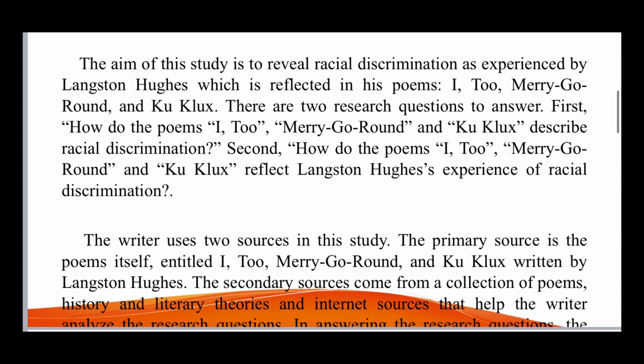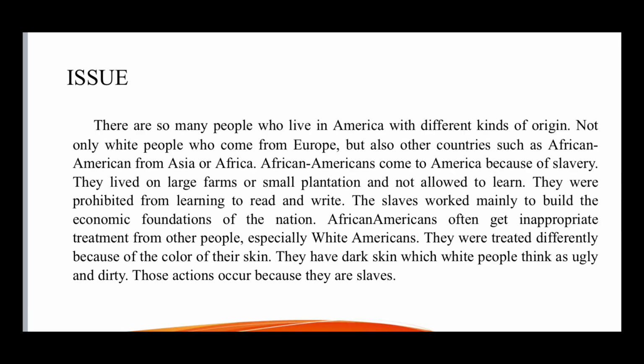Issue. There are so many people who live in America with different kinds of origin, not only white people who come from Europe, but also people from other countries, from Asia or Africa. African Americans came to America because of slavery. They lived on farms and small plantations and were not allowed to learn. They were prevented from learning to read and write. The slaves worked mainly to build the economic foundation of the nation.